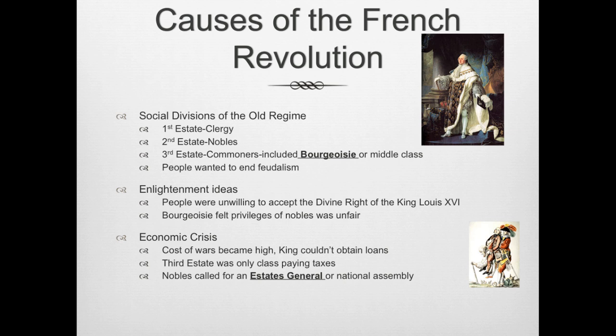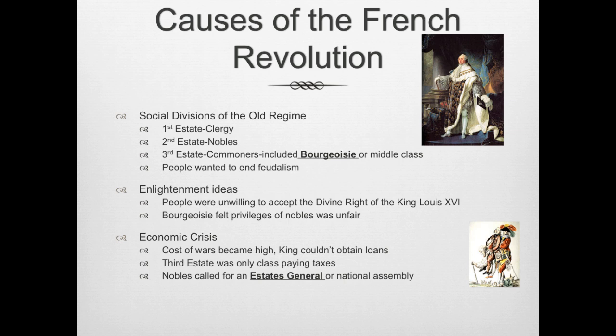And the bourgeoisie were starting to feel that the privileges of the nobles are unfair. So again, this social system of feudalism is unfair. And France was facing an economic crisis. There had been costly wars, expenses in the kingdom, and the king could no longer borrow for these things. So the third estate is the only class that is paying taxes. And as this picture is showing, the third estate is having to carry the members of the first and second estate because they are the ones paying all the taxes.